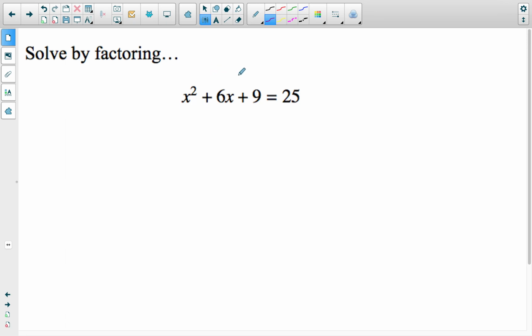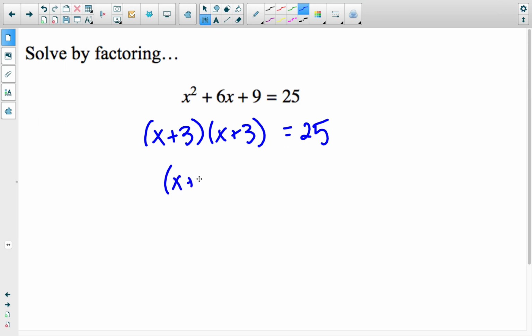So let's solve this by factoring. And I know that with factoring, I have drilled it into your brains that you have to make sure we're equal to 0. But let's try it without doing that, right? Let's see what happens. So let's take this left side, and we can factor it into x plus 3 times itself. Okay, and we're equal to 25 still. Notice that we can rewrite the left side as x plus 3 squared, and we're still equal to 25.